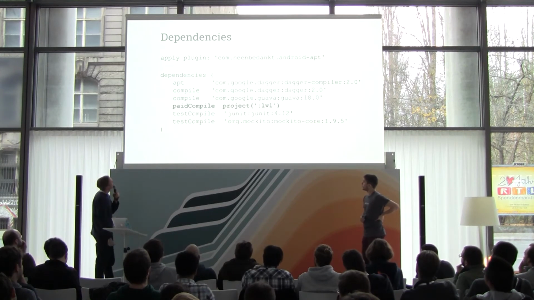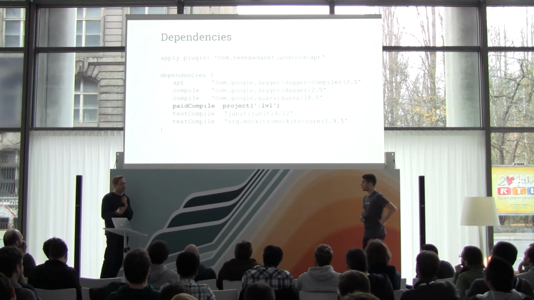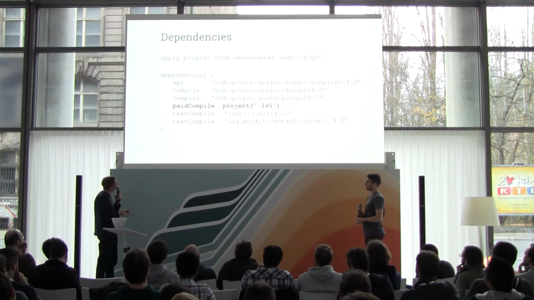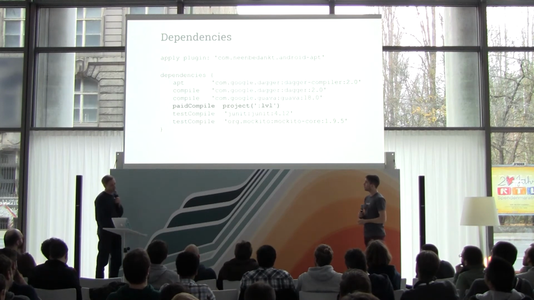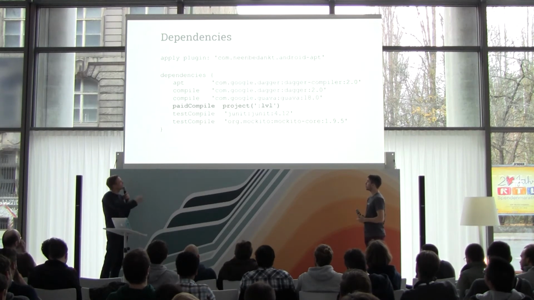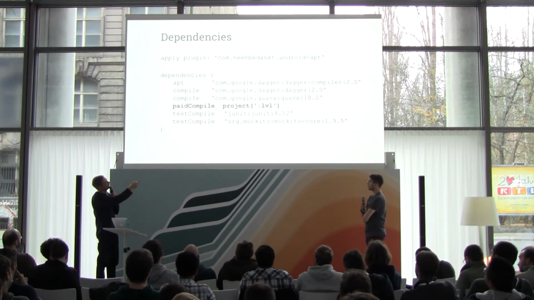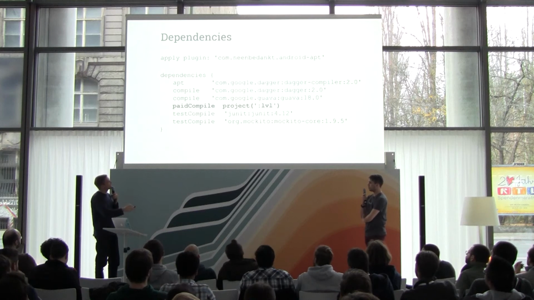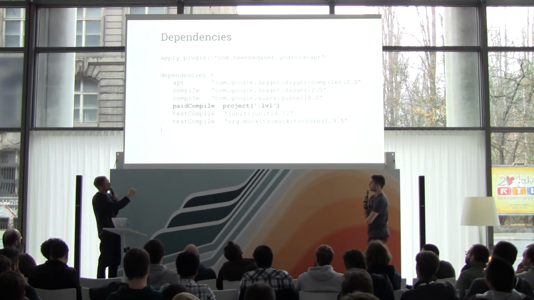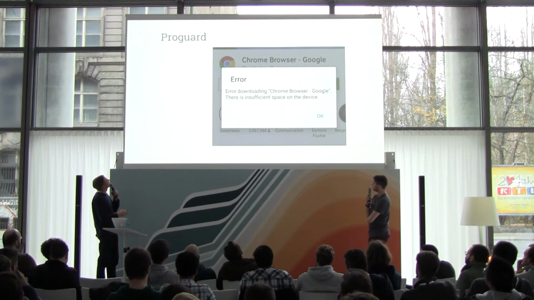And the next thing is we can also have variant-dependent dependencies, variant-specific dependency scopes. In this case we might have some dependency that we only need for the paid version, like license validations or whatnot, and then we can also depend on some projects, so it doesn't have to be some Maven or other repository dependency.